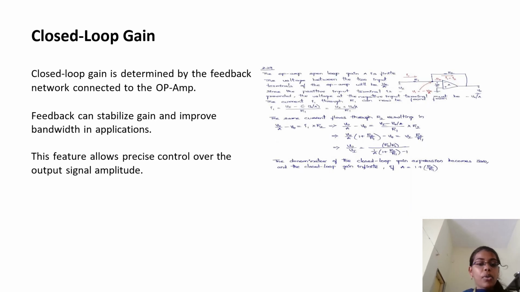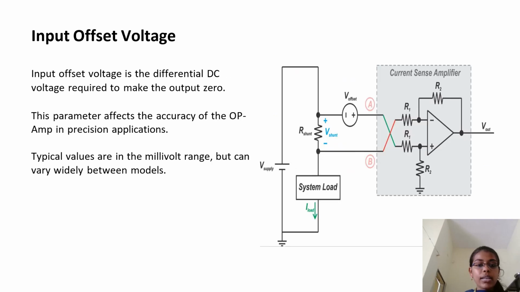Closed loop gain. Closed loop gain is determined by the feedback network connected to the op amp. Feedback can stabilize gain and improve bandwidth in applications. This feature allows precise control over the output signal. Input offset voltage. Input offset voltage is the differential DC voltage required to make the output zero.